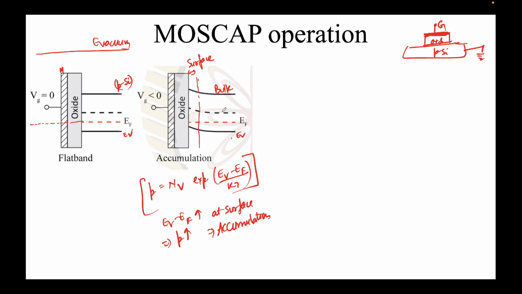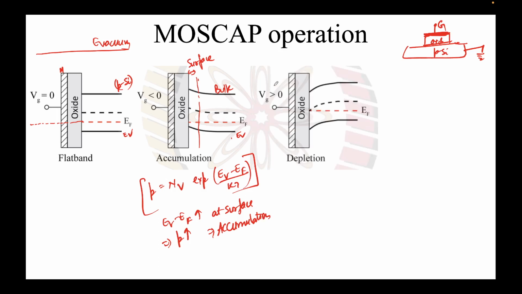Okay, now let's flip the bias. Now we will apply a bias which is positive. Now as you can clearly see, if you apply a positive bias, the holes will be repelled, electric field lines will penetrate here and the holes will be repelled. So thus you will see depletion forming. Now you see the forming of depletion, the holes will be repelled. So what will be left behind?